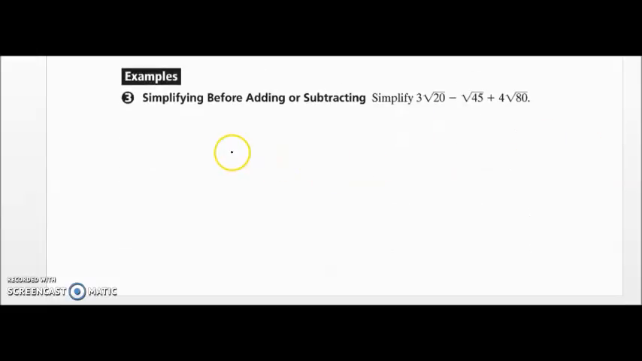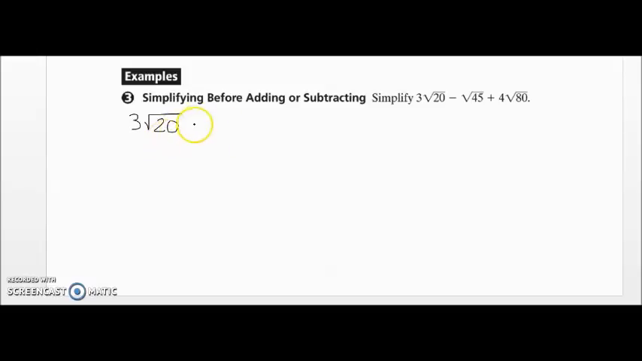All right, let's take a look at another example. This time, before we can add or subtract, we're going to need to simplify each of these radicals. So simplify, remember, means that since this is a square root, we're going to try to find pairs and pull any of those pairs out that we can. So let's take a look at 3 square root of 20. And we're going to simplify this.